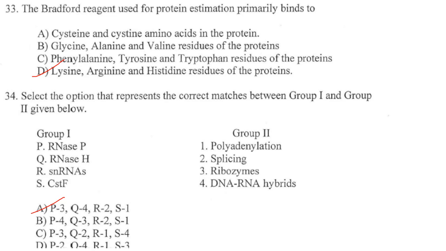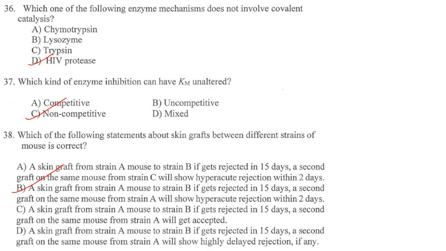Then next one. Which of the following enzyme mechanisms does not involve covalent catalysis? So HIV protease is the answer. It doesn't involve covalent catalysis in its enzyme mechanism. Now, which kind of enzyme inhibition can have KM unaltered? So it is non-competitive inhibition because it binds to a region that is different from the substrate binding site.